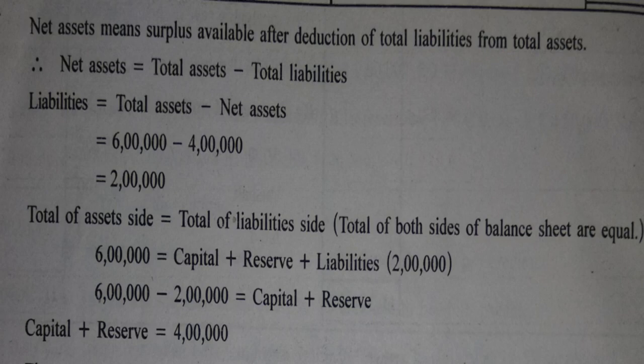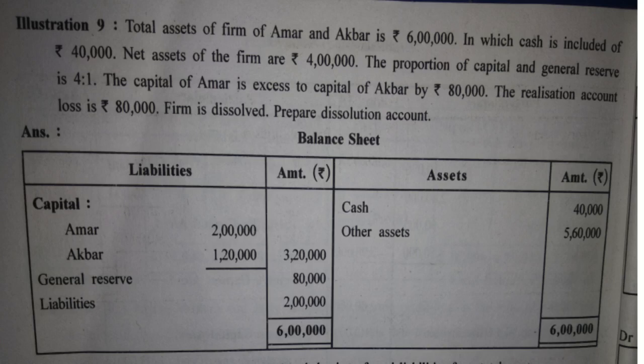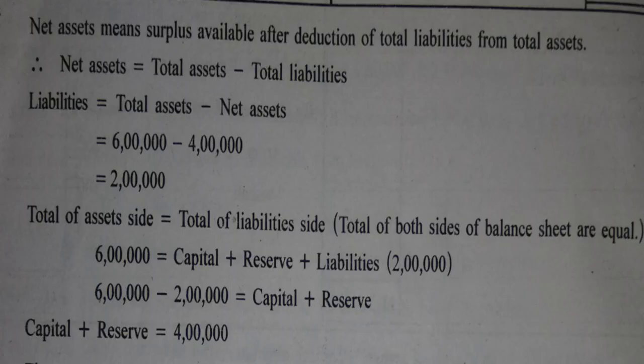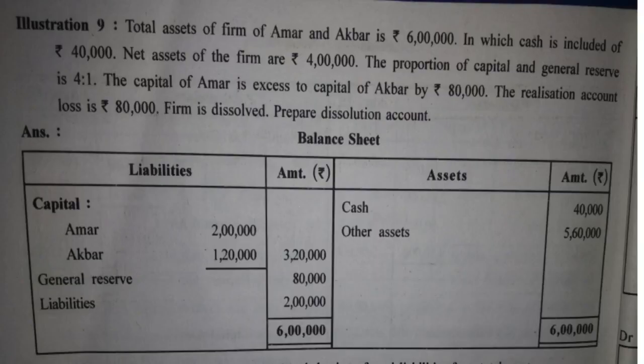What are total assets? 6 lakh. What are net assets? 4 lakh. These are both given in the question. So what is the amount of liabilities? 2 lakh. How did we obtain this? We have obtained this from this formula. Alright. So let us place this in the balance sheet. Liabilities 2 lakh. Cash 40,000. Other assets 5,60,000. 6 lakh and 2 lakh here.